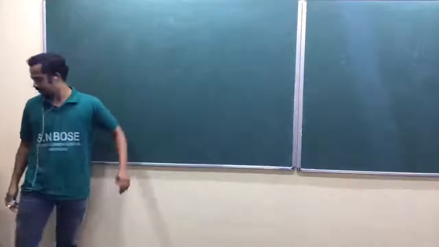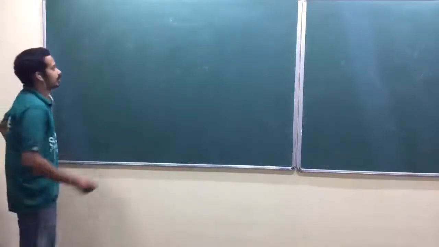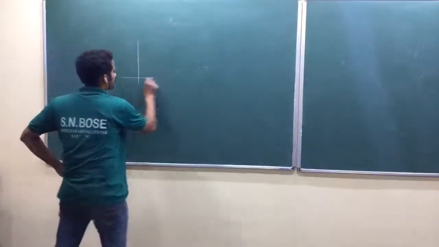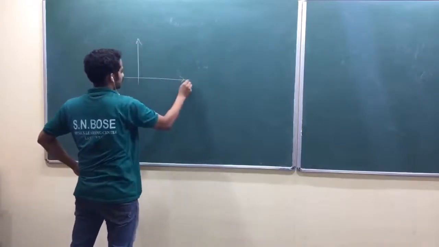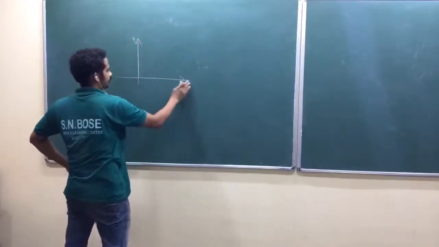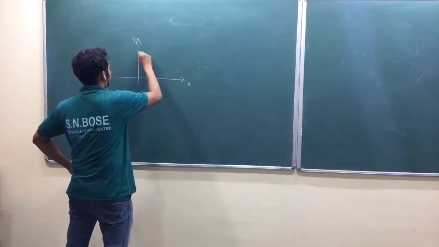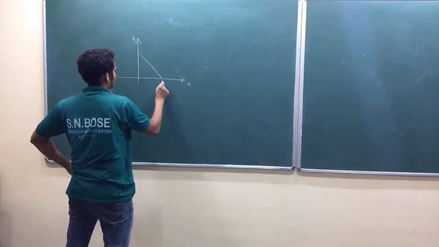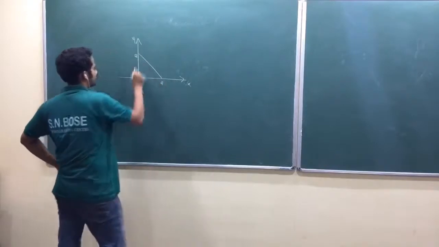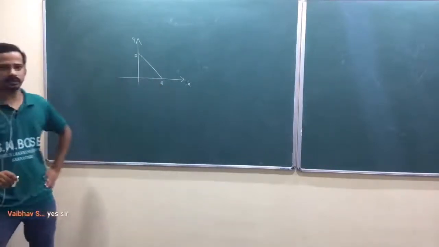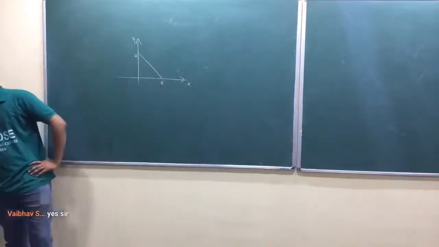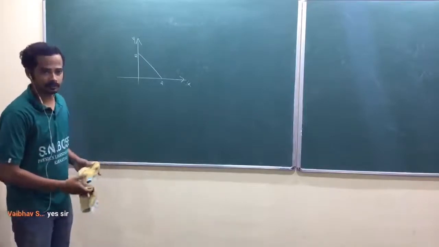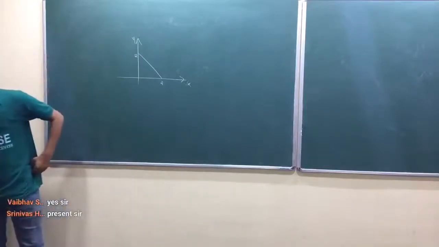Again, multivariable calculus, am I right? Now look here, let me start with this one, x here, y here. Now let me take a triangle, with 2 here, 2 here. You know how to find the area of the triangle, okay? So first let me find the area.